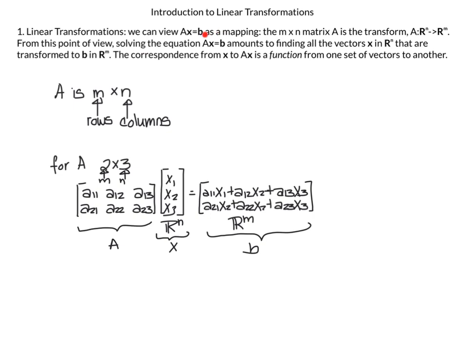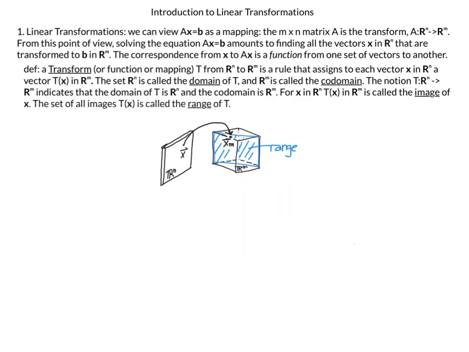From this point of view, solving the equation Ax equals b amounts to finding all the vectors x in Rn that are transformed to b in Rm. So that's what our problem is here. The correspondence from x to Ax is a function from one set of vectors to another. In this example, we're mapping vectors in R3 to vectors in R2. And I have this lovely picture. We have x in two-dimensional space, and we put it onto some point on a plane in three-dimensional space.